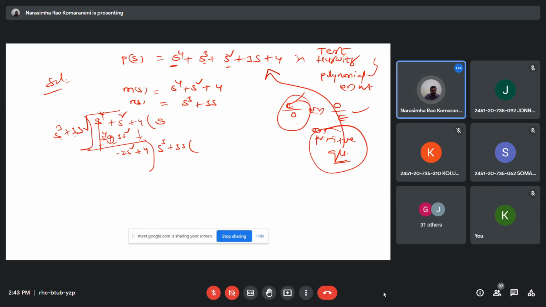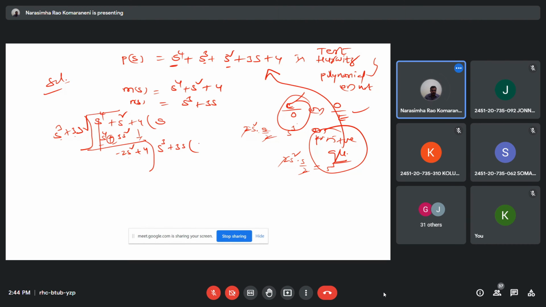Now you divide s^3 + 3s with minus 2s^2 + 4. s^3 and 2s^2: how many times is it possible? You multiply 2s^2 by s/2, and you get s^3, so the 2 gets cancelled.